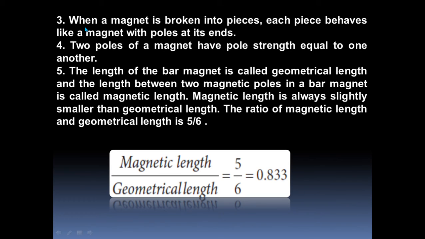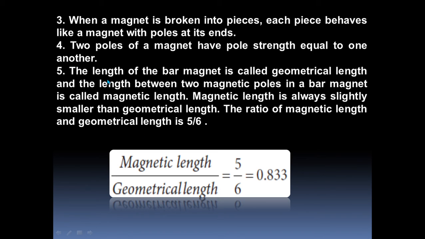Third point of properties: when a magnet is broken into pieces, each piece behaves like a magnet with poles at its ends. If you break one magnet, each piece becomes a separate magnet with its own north and south pole. It does not separate the north pole and south pole. The fourth point is: the two poles of a magnet have equal pole strength.